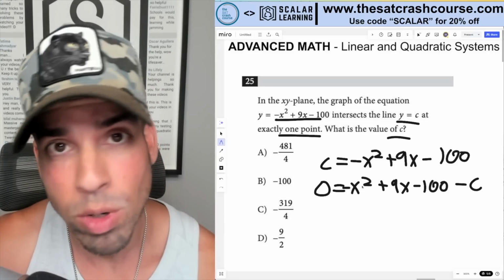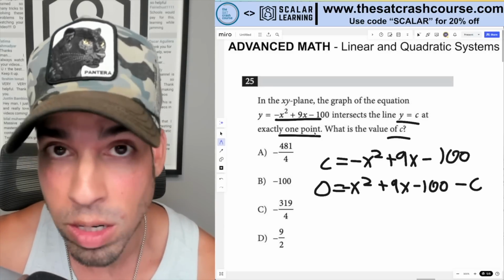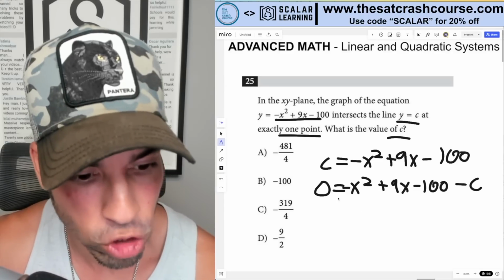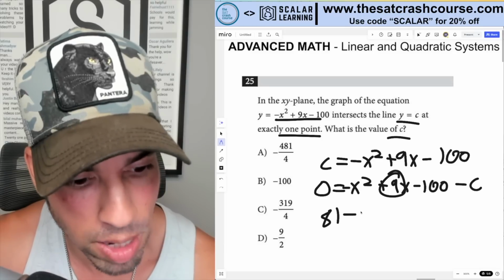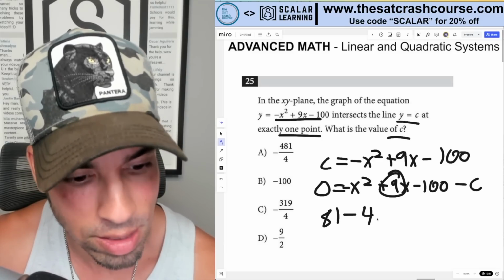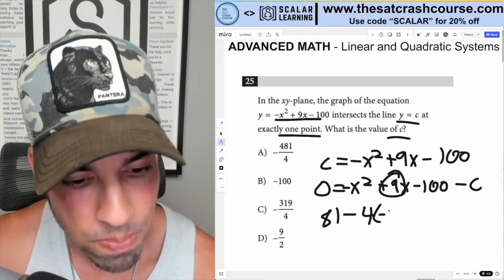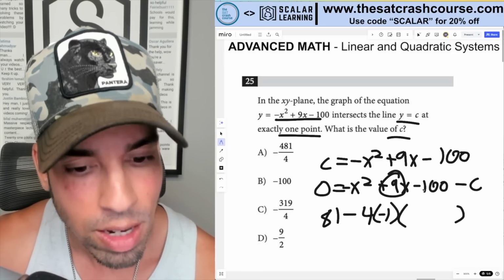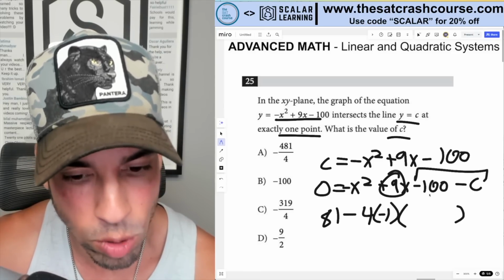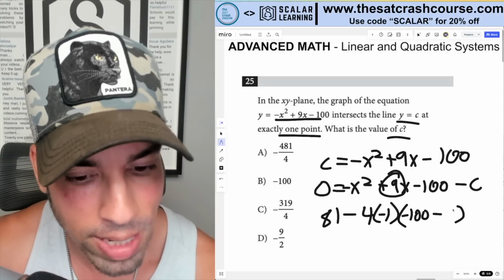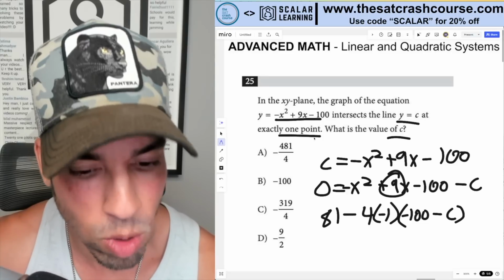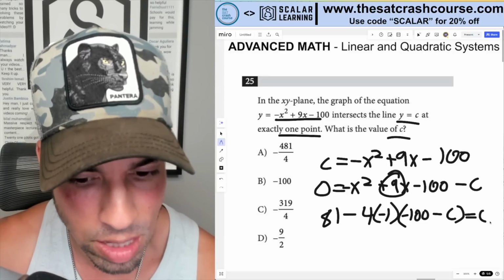Okay, now we're going to use the discriminant because it's only supposed to have one intersection point, meaning one solution. So the discriminant is b squared, which is 81, minus 4. A is negative 1 because it's a negative x squared, and then c is the full constant. It's not just negative 100, it's negative 100 minus c. And if we have one solution, one intersection point, the discriminant is meant to equal 0.